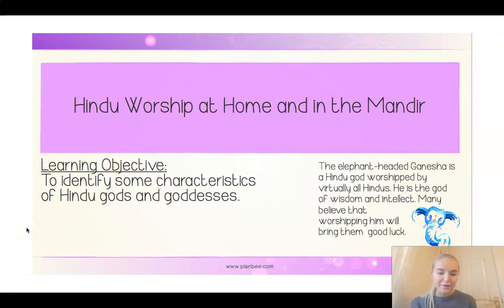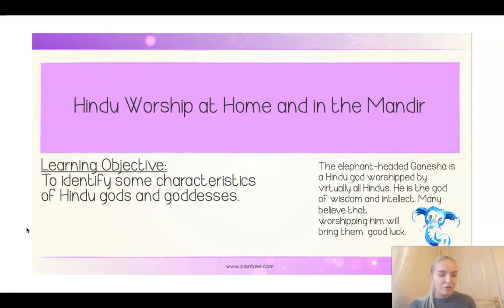Hello Year 4, welcome to our second RE lesson of this term. Our topic this term was all about Hinduism and how Hindus worship both at home and in the mandir, so in the temples. Now today we are going to identify some characteristics of different Hindu gods and goddesses. You're going to learn a bit more about them.